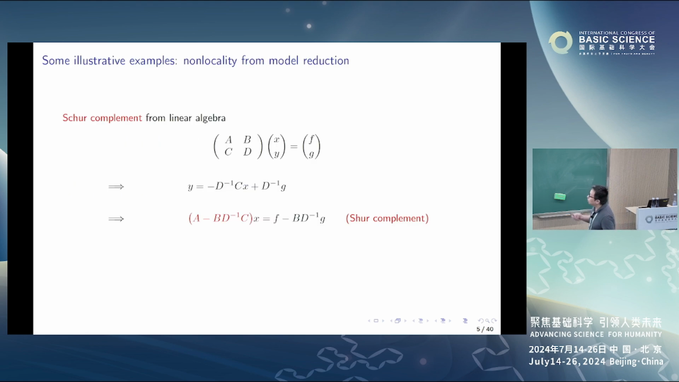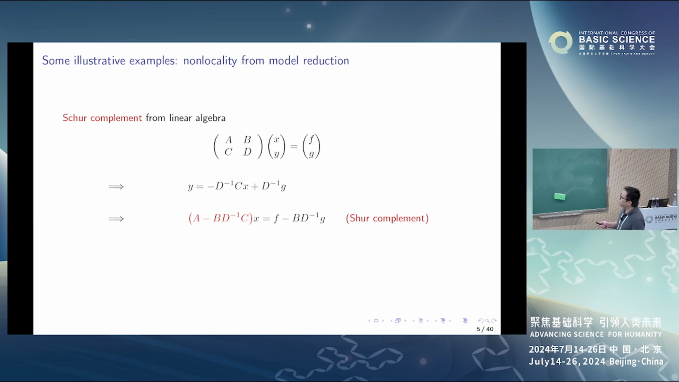So the first example about the non-locality comes from model reduction. You can think about this trivial example. It is a large linear system coming from numerical discretization of local PDEs. Because the continuum model is local, the resulting linear system should be local. That means all non-zero components are concentrated around the diagonal part. Now we want to get rid of y. So how to do that?